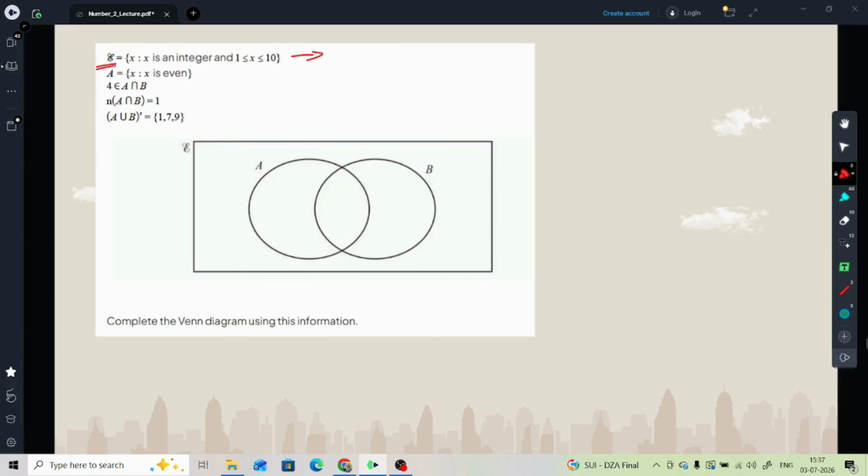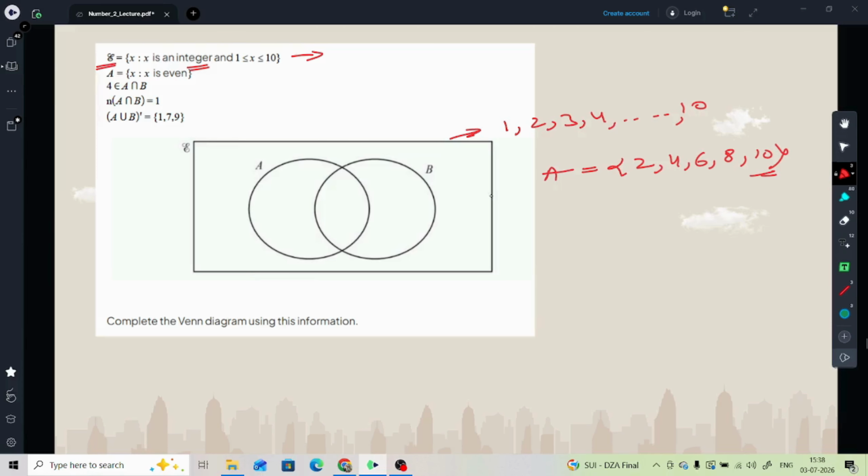Here it says that there's a universal set where we have elements x such that x is an integer from 1 to 10. So it consists of elements 1, 2, 3, 4 up to 10. The first thing is that set A consists of elements which are even. So that means it should be 2, 4, 6, 8, 10.